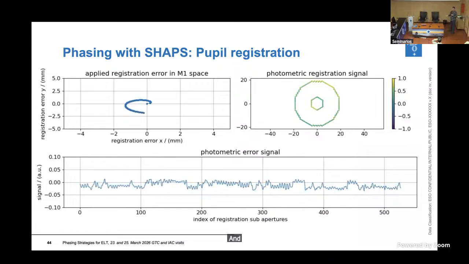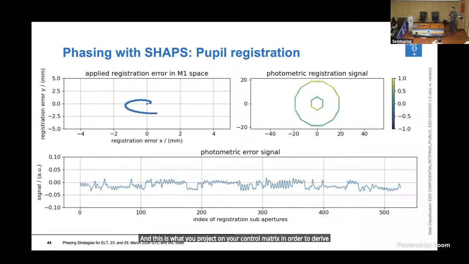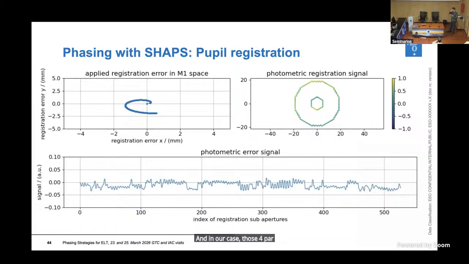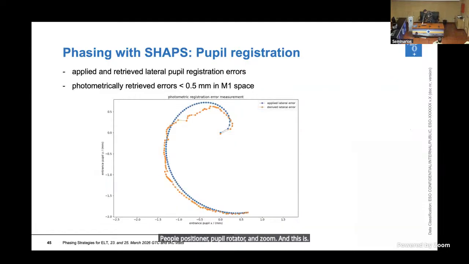This is what you project on your control matrix in order to derive the XY position, the rotation, and the scale. In our case, those 4 parameters will be corrected by the PDS pupil positioner, pupil rotator, and zoom. And this is robust as well, and accurate. This is the applied and the derived errors. So this is what you would get with this method.